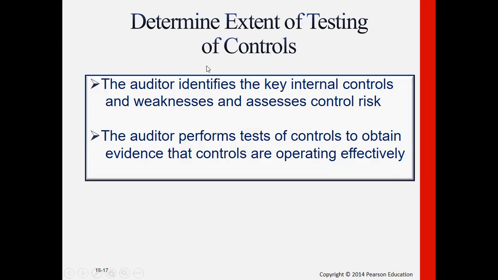Then we determine extent of testing of controls. As said, the auditor would identify the key internal controls and weaknesses, and then by then we would be able to assess the control risk there is in the company. Then tests of controls are to be performed so that the auditor can obtain evidence that controls are operating effectively and efficiently.